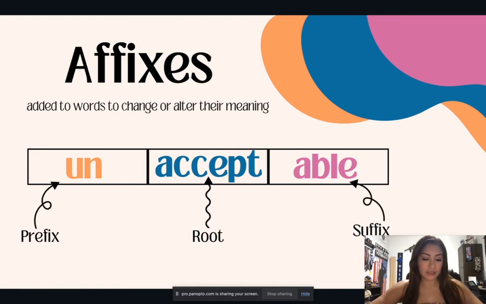Affixes. Affixes are added to words to change or alter their meaning. Prefixes are added at the beginning of words and help readers understand word meanings. And suffixes are added to the end of words and describe the parts of speech of a word.